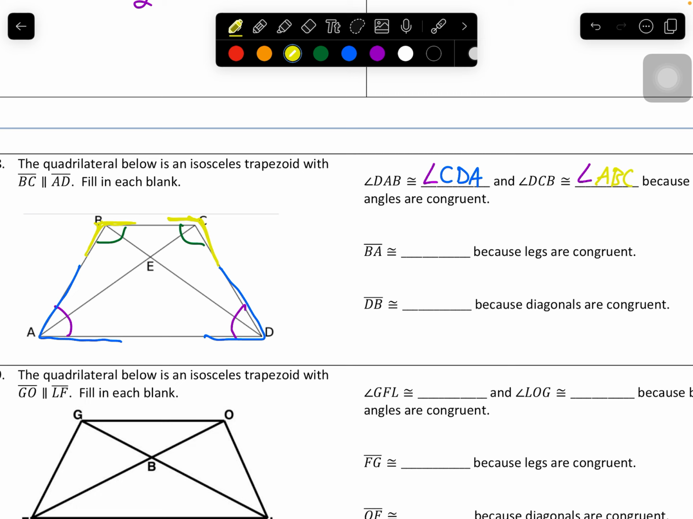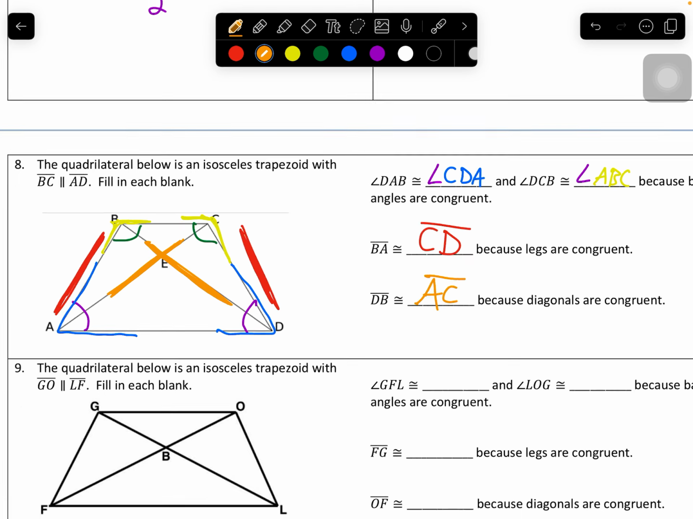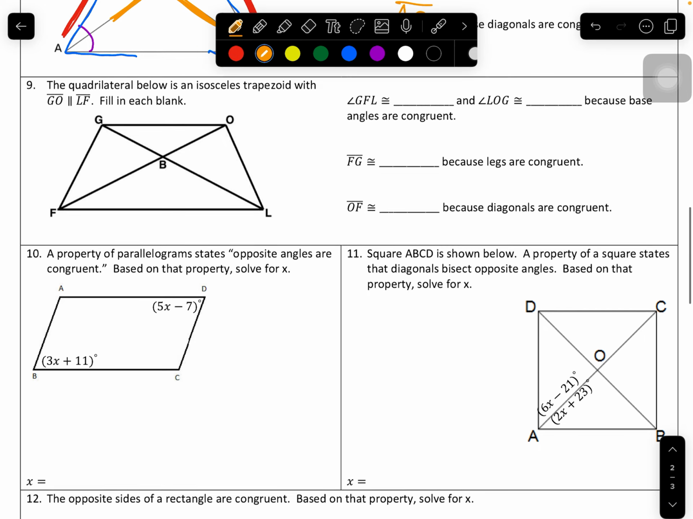BA is congruent to what, because legs are congruent. Well, this side's BA, so we want to do this side. So that's CD. And then DB is congruent to what? Because diagonals are congruent. Well, here's DB, this diagonal. So we want this diagonal, which is AC. All right, and then number 9 is the exact same.